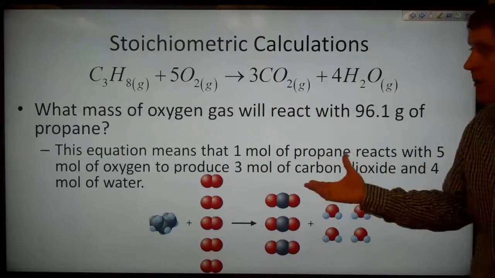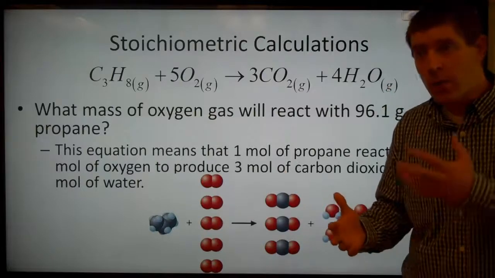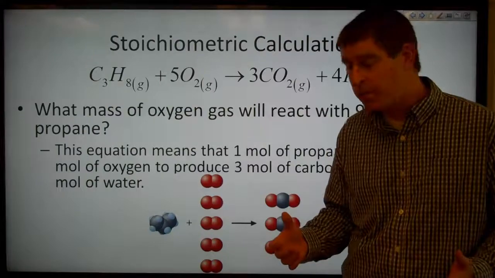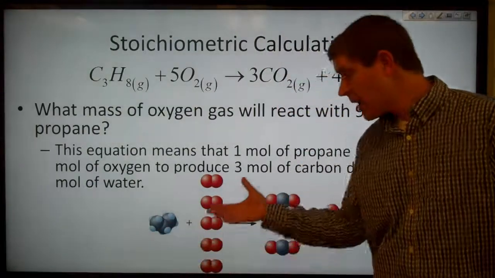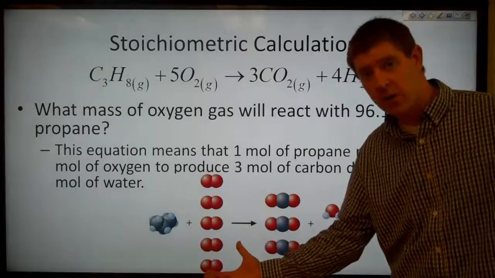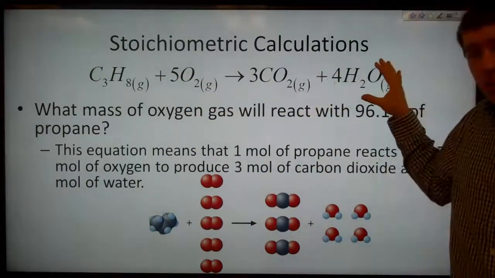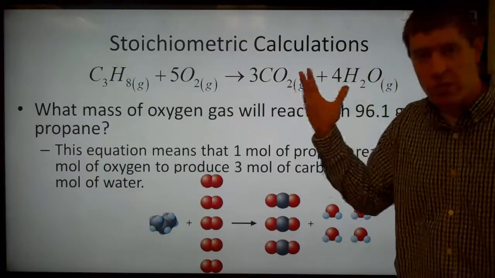We can talk about these in terms of molecules or in terms of moles. Remember, a mole of molecules is 6.022 times 10 to the 23 molecules. So we just have 6.022 times 10 to the 23 of these, and 5 times 6.022 times 10 to the 23 of these, and so on. So we can talk about this in terms of molecules reacting or in terms of moles of molecules reacting. Just depends on the scale.